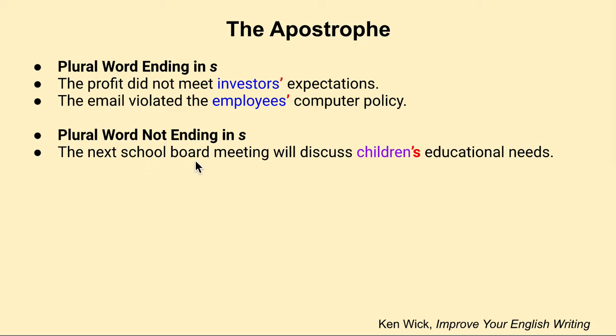So the next school board meeting will discuss children's educational needs. So since children is plural, doesn't end in s, then we add apostrophe s to form the possessive. Do I have another example? Oh, I do. There it is. Is women's intuition a myth or reality? So here we have a plural. We need to have a possessive form, so we add apostrophe s. These are the two common words this happens to. Normally for a plural, you just put an apostrophe after the s.